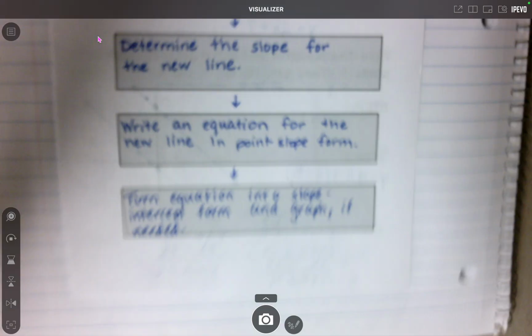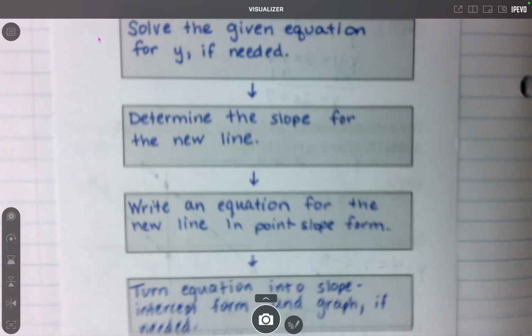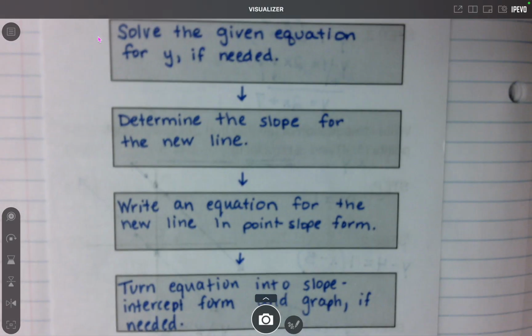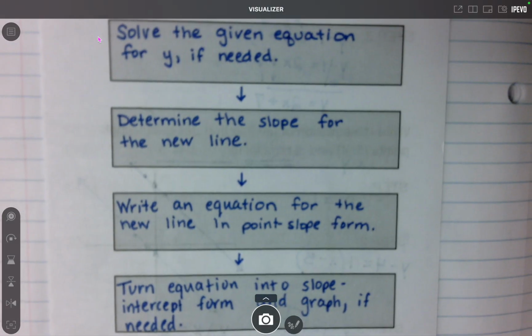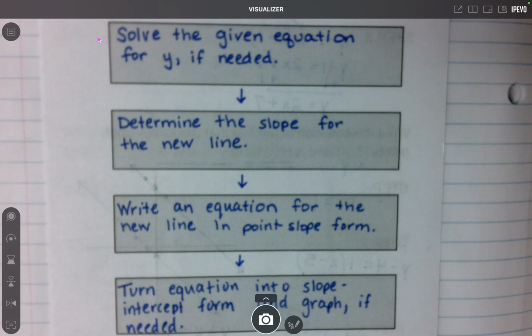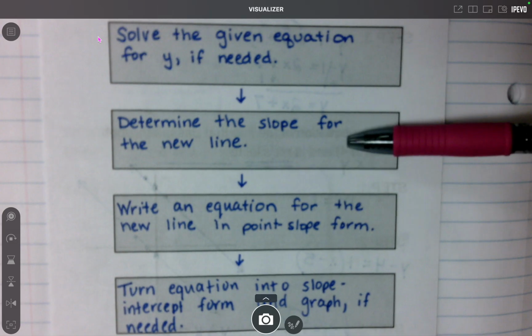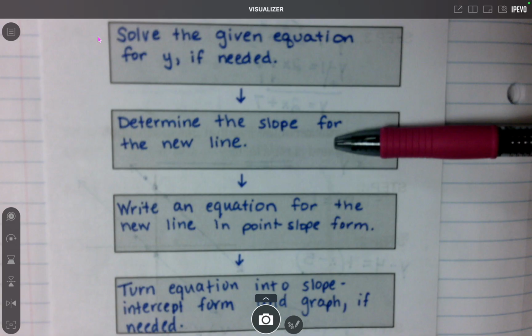So the first thing you're going to do is solve the given equation for y if needed. So sometimes it's already in slope-intercept form. Sometimes you have to get it into slope-intercept form. And then you're going to determine what the slope is for that line. If you're looking to write an equation of a parallel line, we know it's going to have the same slope. And if we're looking to write an equation for a perpendicular line, then we know it'll be the opposite reciprocal.